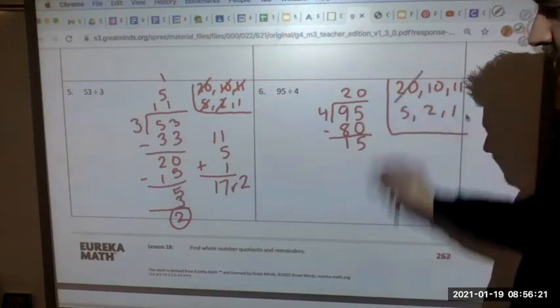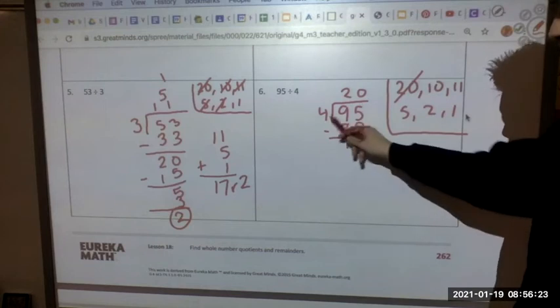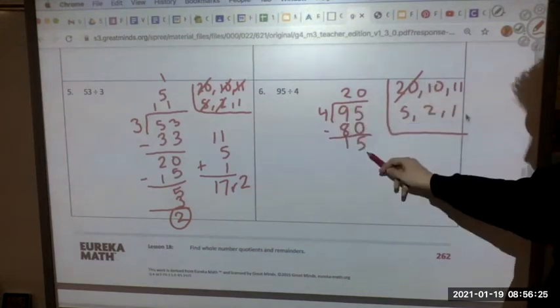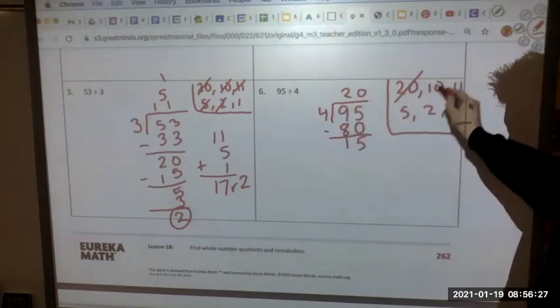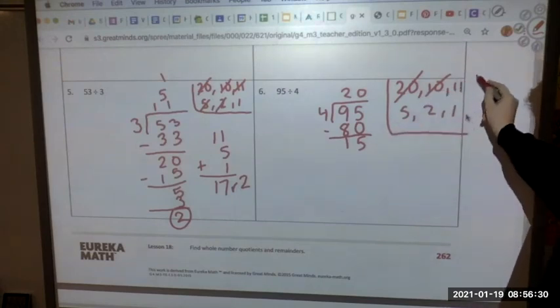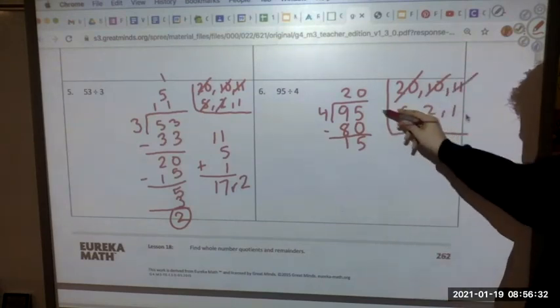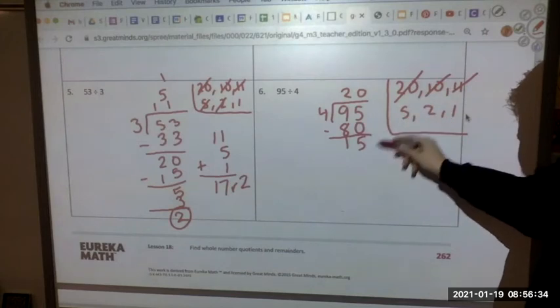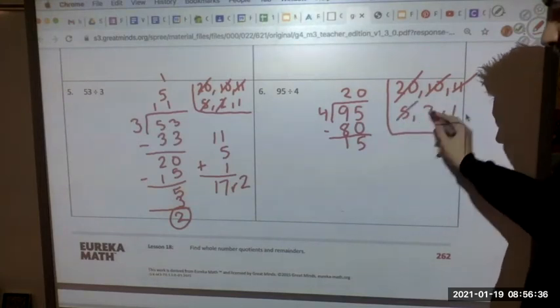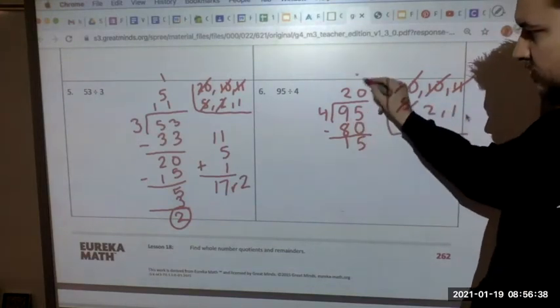Can't do another 20, it's done. Try 4 times 10. 4 times 10 is 40, too big. If 10's too big, then 11's too big. So I gotta try 5. 4 times 5 is 20. That's also not gonna work. So I'm left with 2. 4 times 2 is 8.